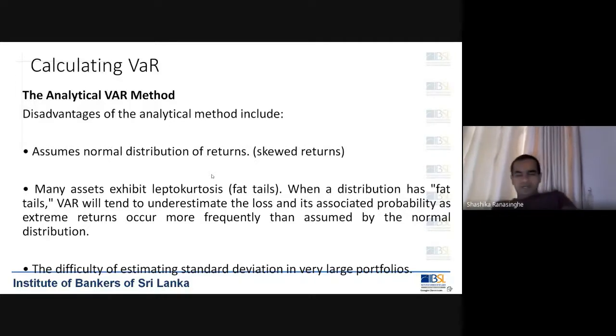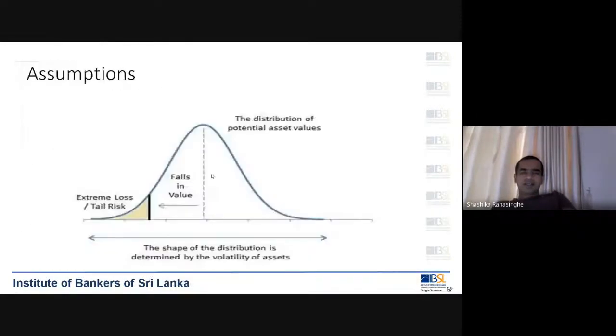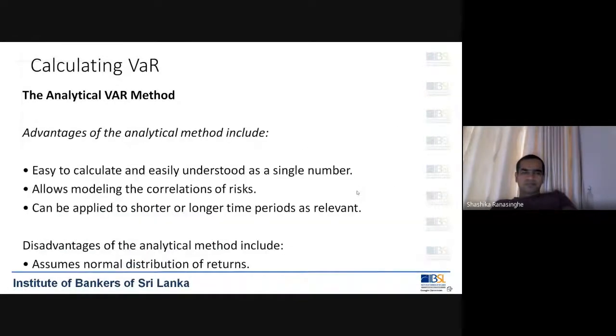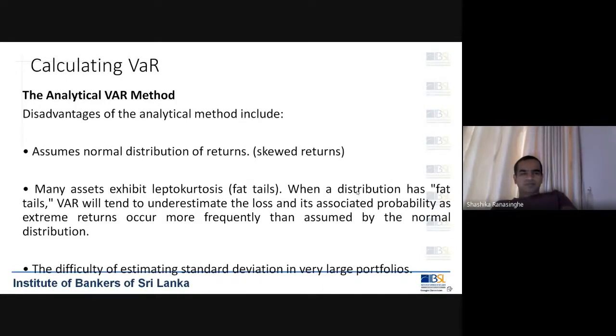So analytical value at risk assumes there are no fat tails. It assumes there are thin tails like this. Fat tails means you have more extreme losses. The tail is fat. The difficulty of estimating standard deviation is in very large portfolios. If your portfolio size is very large, then it's very difficult to calculate standard deviation.